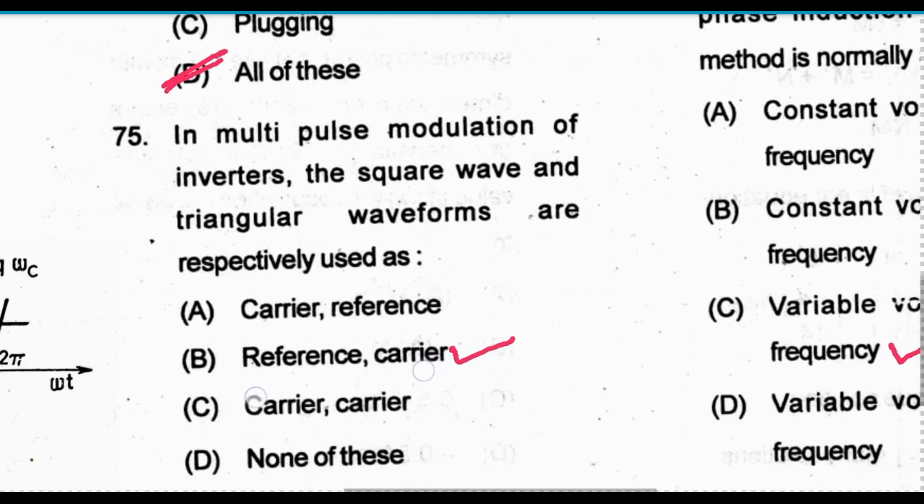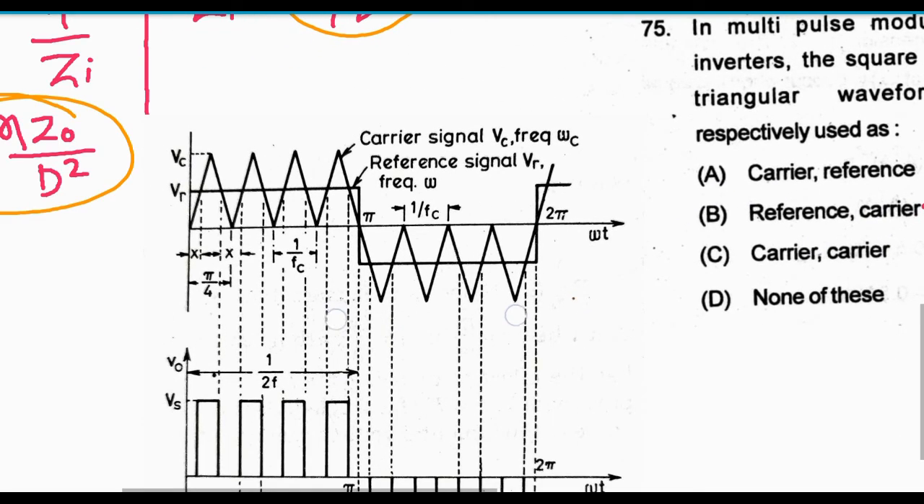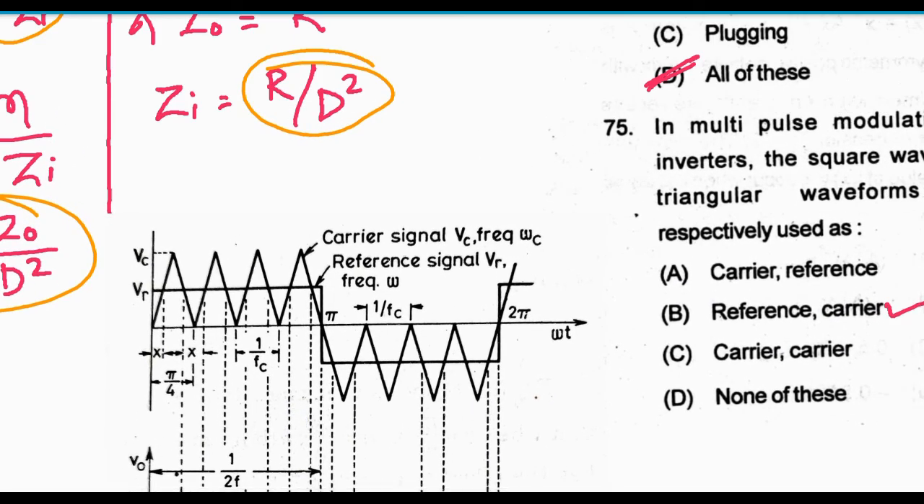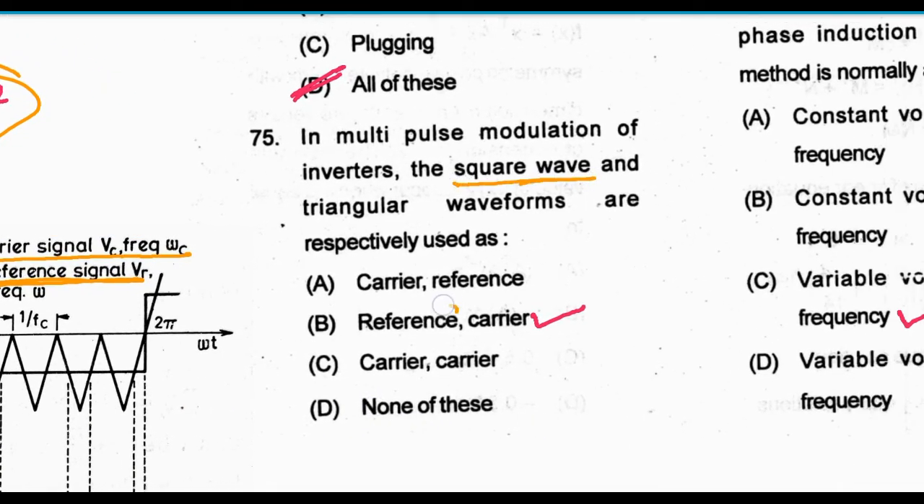Next question is, in multi-pulse modulation of inverters, the square wave and triangular waveforms are respectively used as carrier, reference, carrier, none of these. So here I have put the image here. This one is already written here. Carrier signal is the triangular wave, and reference wave is the square wave. So here square wave is the reference wave, and triangular wave is the carrier waveform.